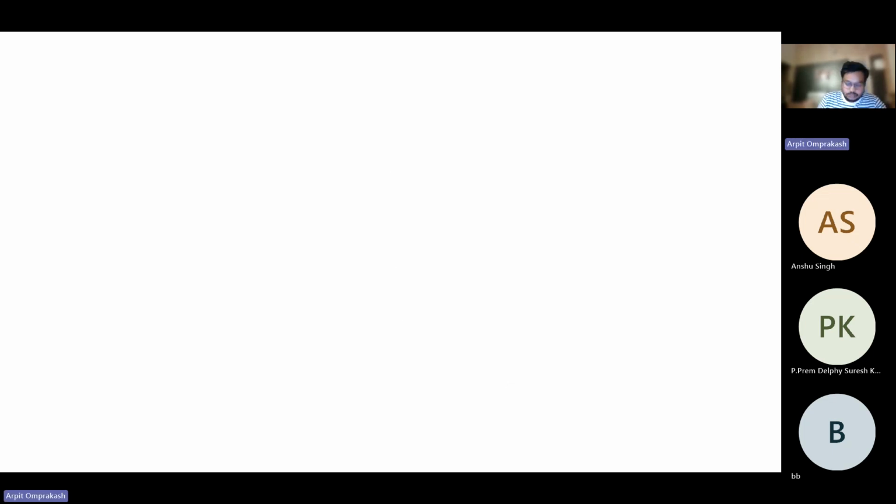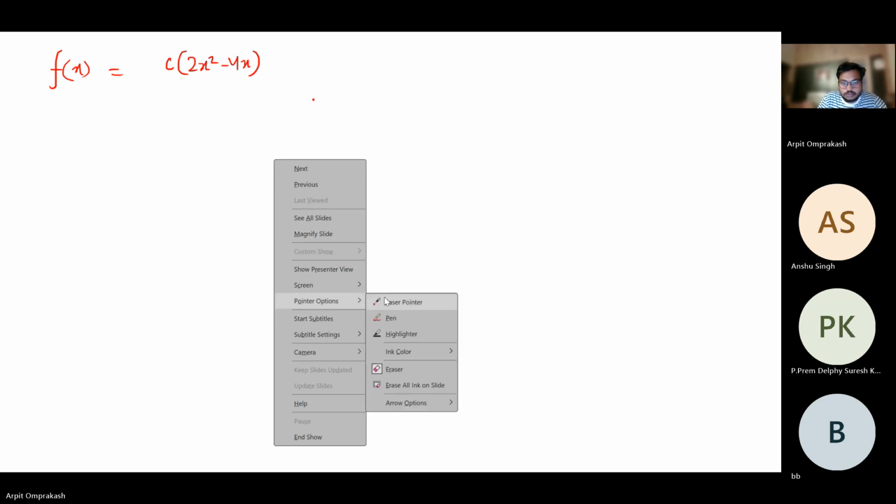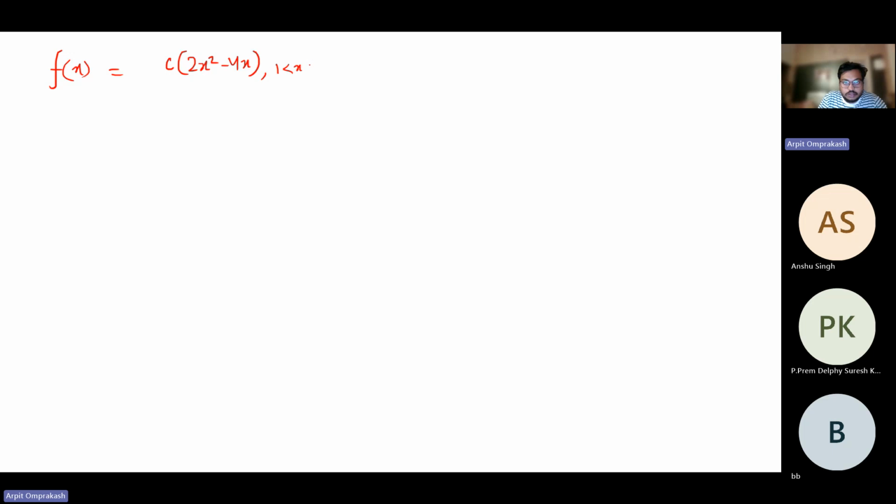Okay, so the question is f of x equals c into 2x square minus 4x when x is between 1 and 3 and 0 otherwise. So we are asked what is the value of c.